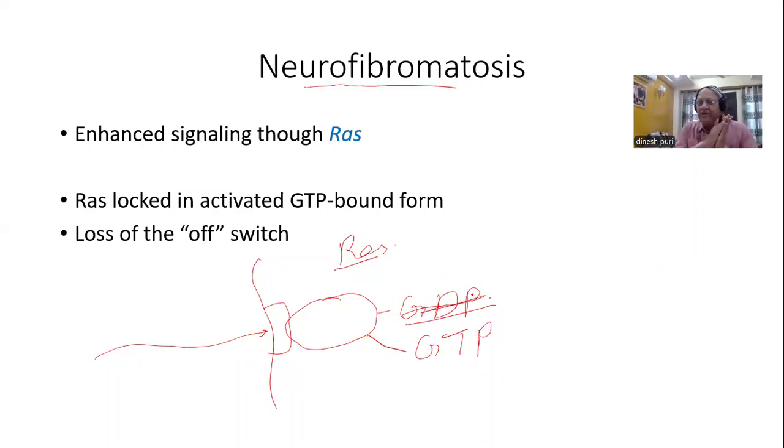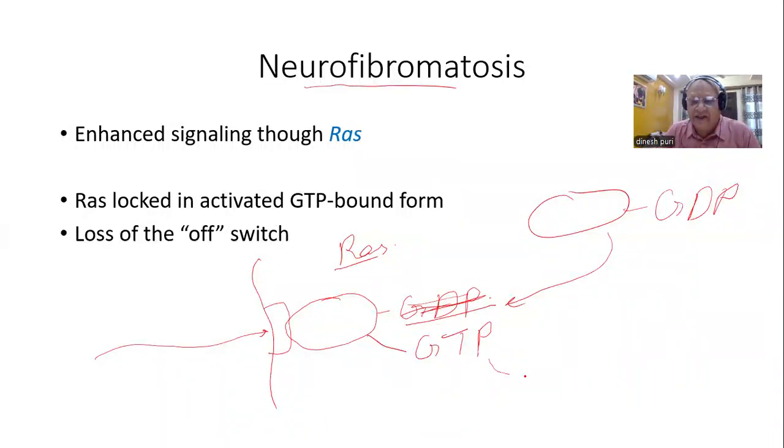Now, after the work is over, it must, as we said, इसको तभी act करना है जब signal आ रहा है. So the GDP bound form is converted after mitogenic signaling to the GTP bound form. After it is over, the GTP form must be converted to the inactive GDP bound form. और यहाँ पर कुछ GTPases they are active. Next slide में थोड़ा more elaborate.